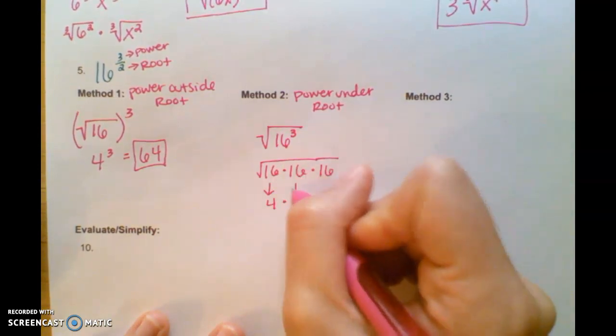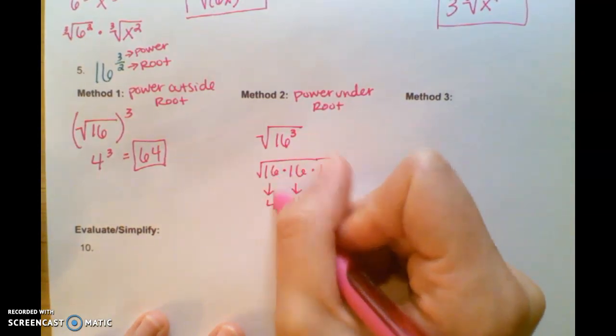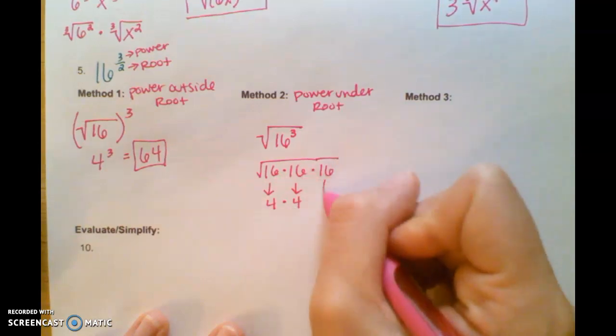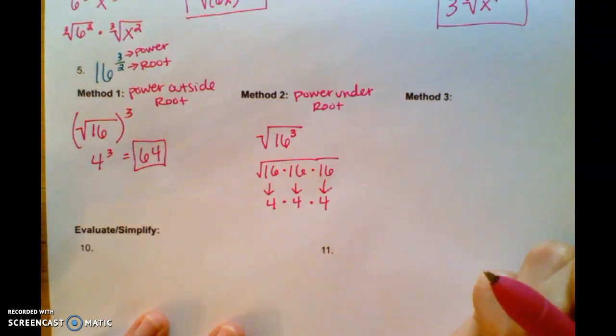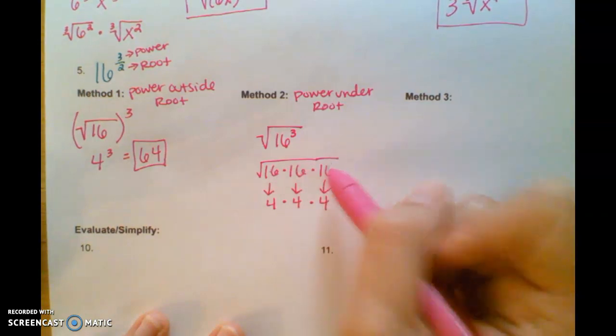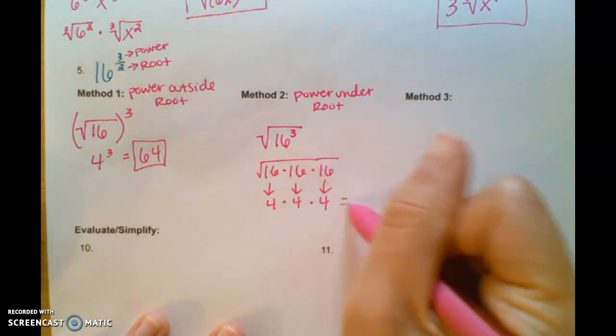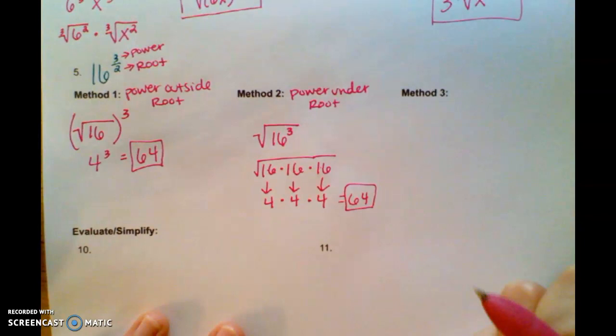The square root of 16 is 4, so I'm bringing a 4 out of the root, another 4 out of the root, another 4 out of the root, because I'm just taking square root, square root, square root. And 4 times 4 times 4 is 64.